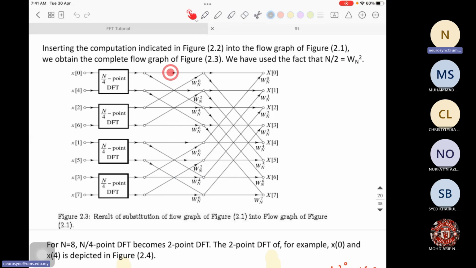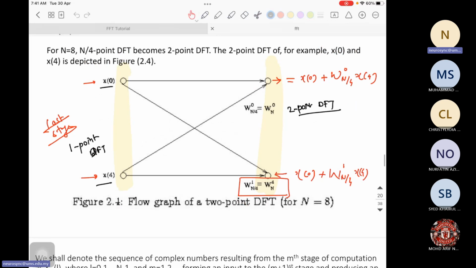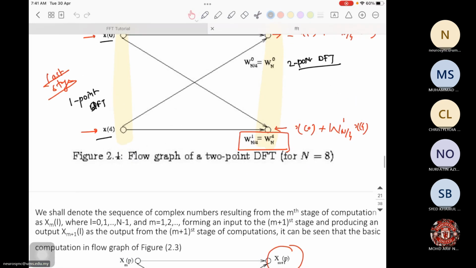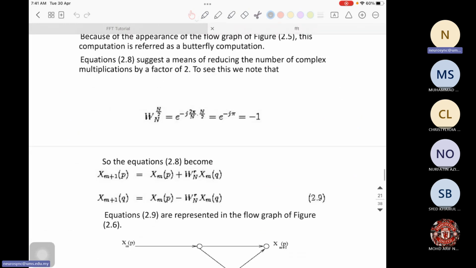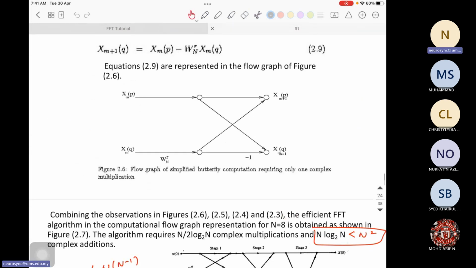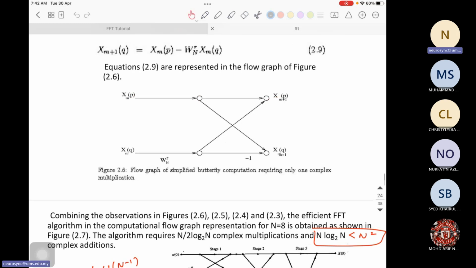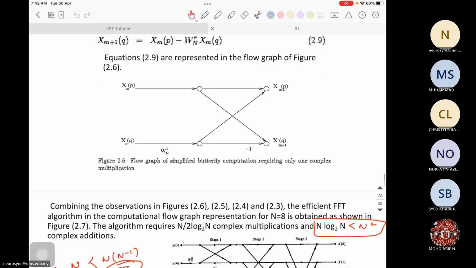Okay, so this is called the butterfly structure. For the second stage it is like this. Now, how to compute this butterfly structure? This is the formula for this butterfly structure. In the simplest way, this is the formula. So this is our butterfly structure, I will say.